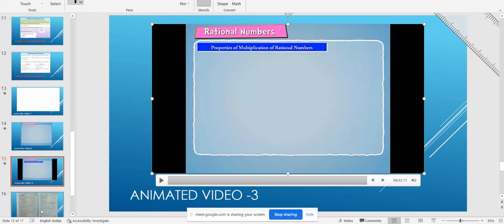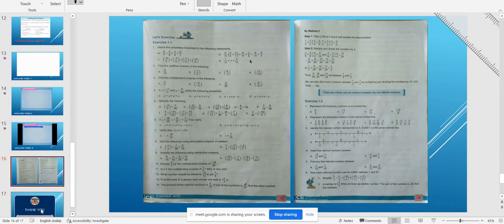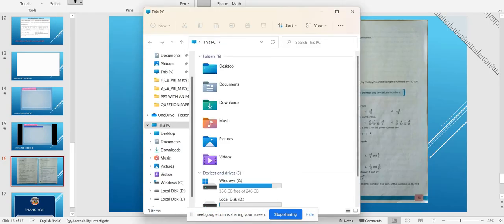So almost all concepts I have discussed. Now, these two exercises we will solve. Here the questions are given. These questions I'll discuss one by one. So just observe.